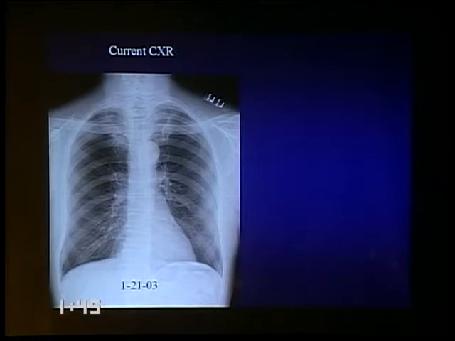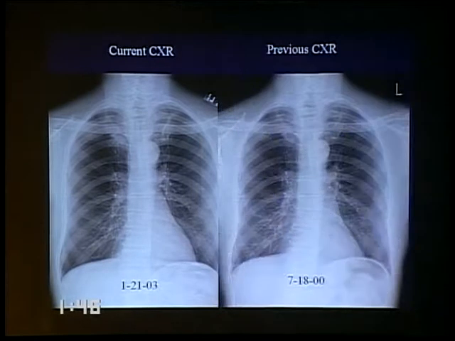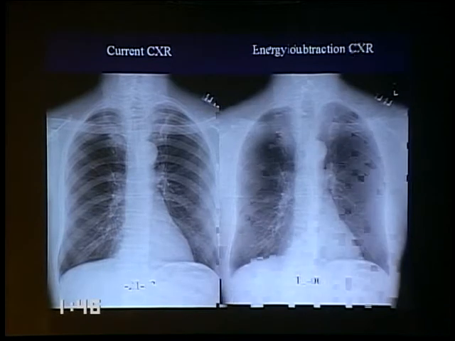We have energy subtraction, and we can do temporal subtraction under an IRB for research. Here's a patient in January a year ago showing bilateral apical opacities, pretty nonspecific, could be scars. Which should we do, temporal or energy subtraction? Well, here's the previous chest X-ray. Several years ago, I think you'd agree that there's some degree of change. There might have been something faint there, but it does look like there's a change in probably both apices.